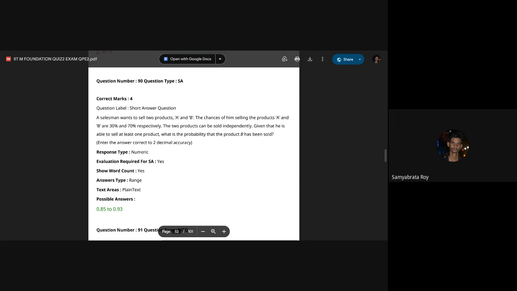Can anyone tell me what is the motivation of solving? Like, which path you should be following while solving? So maybe to find out at least one product which is sold, we have to find out the probability of not selling any of the products. Yeah, fair enough. And we can subtract that from 1 and then we'll get the value.